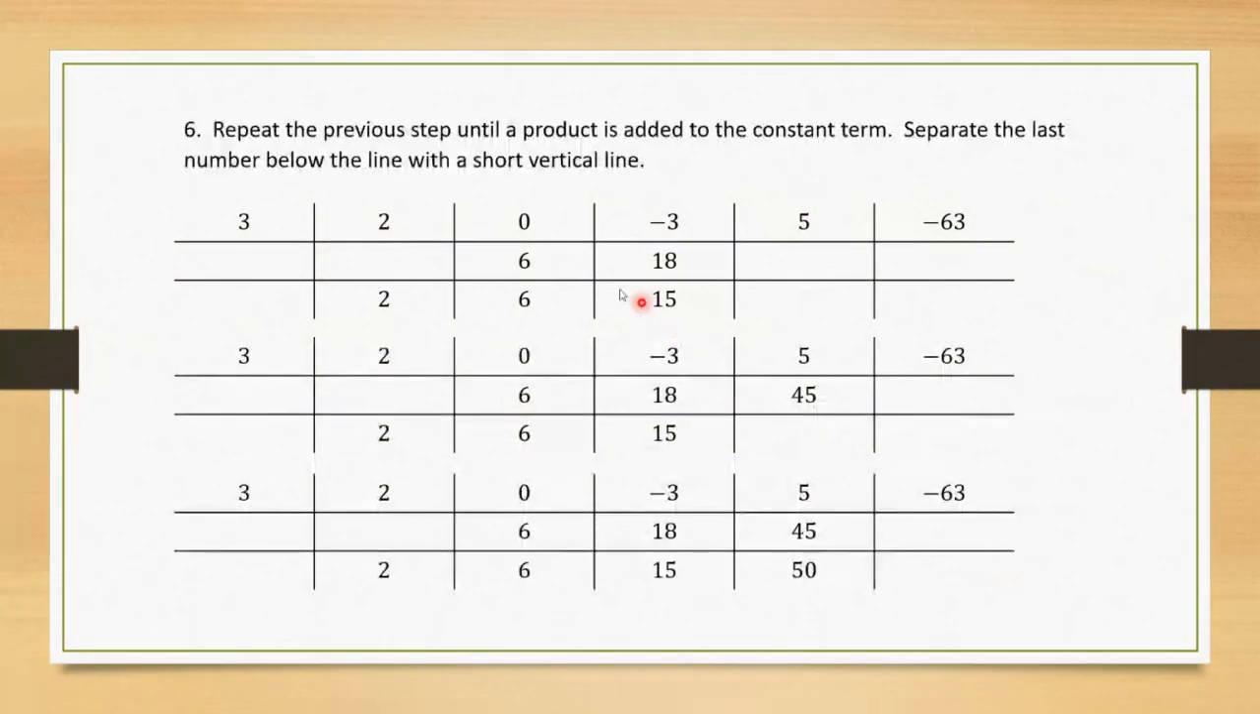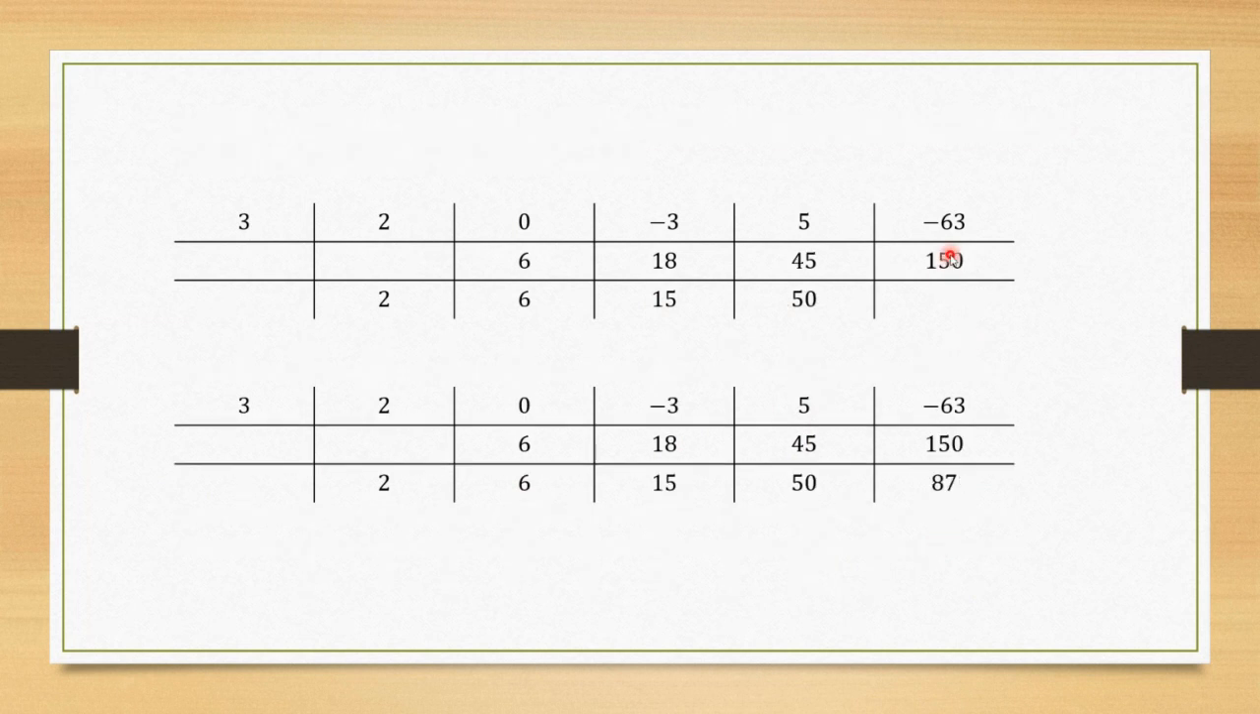So let me say it again. We have 3 times 15, that's 45. 45 goes here, one column to the right, one row up. We add, we get 50. Then we do the same thing. You keep on doing this until you run out of columns. This is the last column, so you're not going to do the process after this. We have 3 times 50, which is 150. 150 goes here. And then we add 150 and minus 63. And that gives us 87.